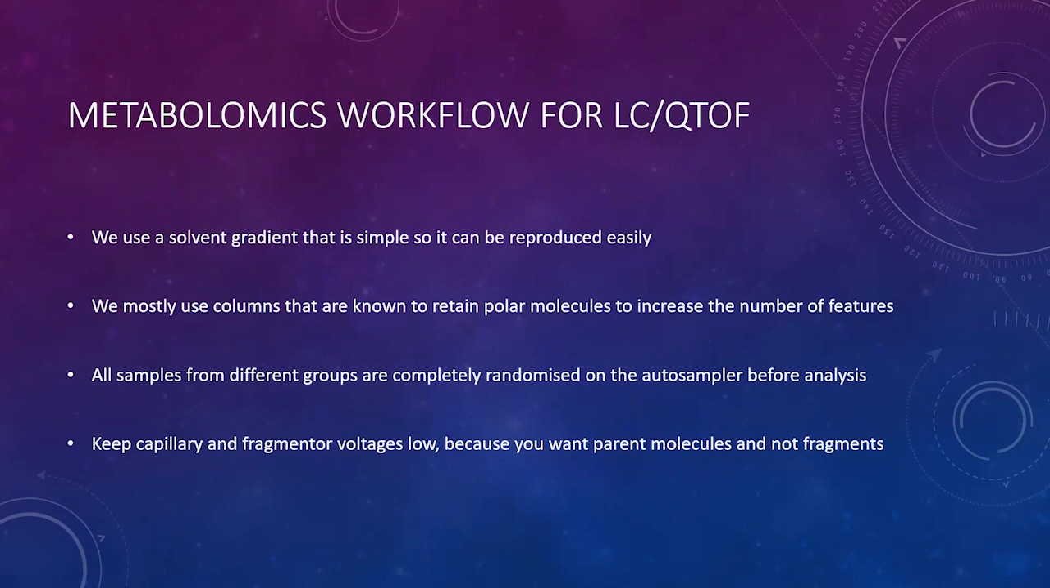We also use columns that are known to retain polar molecules to increase the number of features. Not every compound is going to retain on every column. I mean, because there's sometimes tens of thousands of compounds in each one of these extracts. So what we do is we use, Agilent has an SB-C18 Poroshell we use quite frequently. And Waters has a wonderful column that's called a T3, which is the industry standard for retaining polar molecules. So these would be the two we would use the most. And they're very easily sourced from both of those companies.